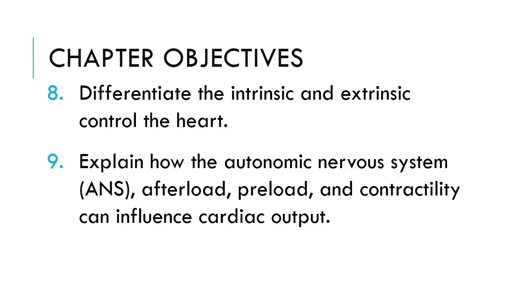Inside of the heart. We're going to review intrinsic and extrinsic control of the heart, which should be really familiar coming off of chapter 12, how our other muscles are controlled. And then elaborate more exactly how the autonomic nervous system can influence some things of the heart, including afterload, preload, and contractility.